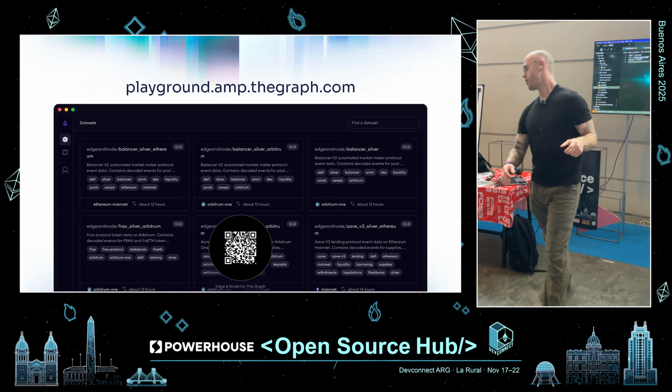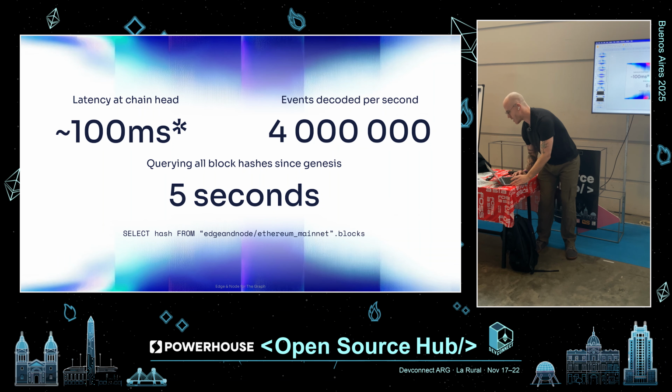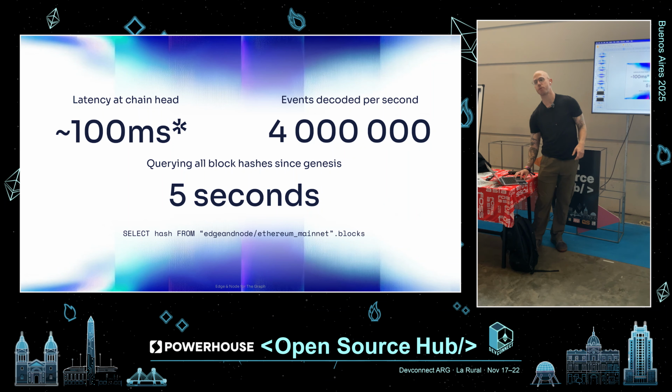Oh yeah. So I'll go back to some metrics here that we're very proud of. Latency at chain head is about 100 milliseconds. 4 million events decoded per second. And querying all block hashes since Genesis for Ethereum, 5 seconds. So yes, we're very happy with that.